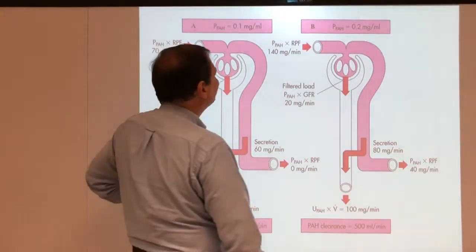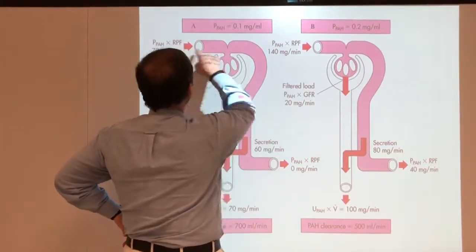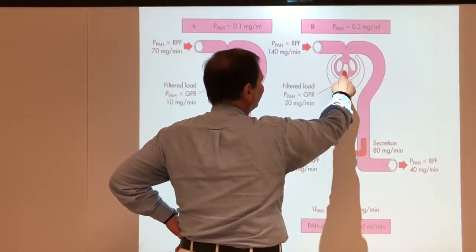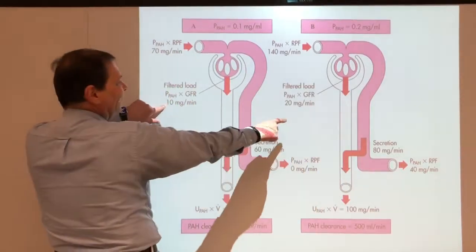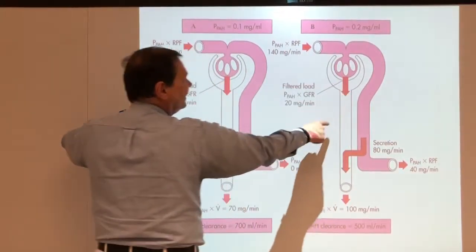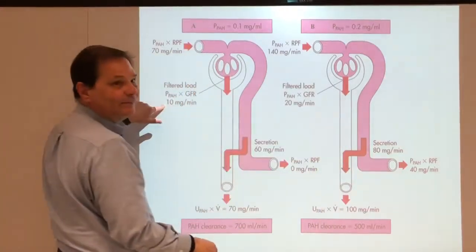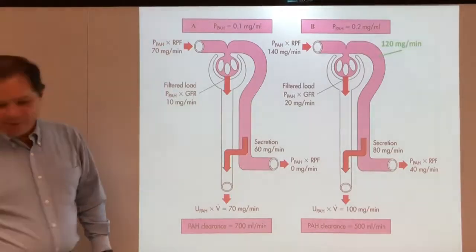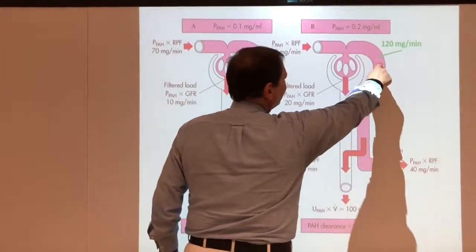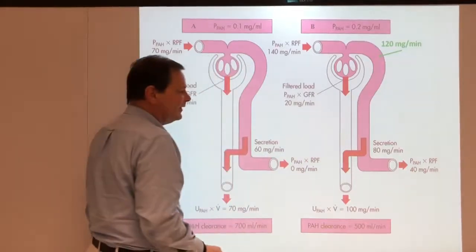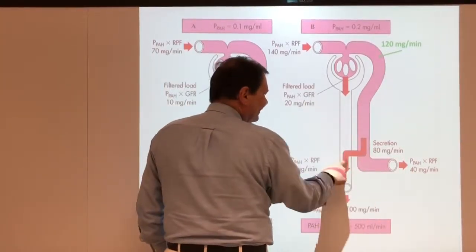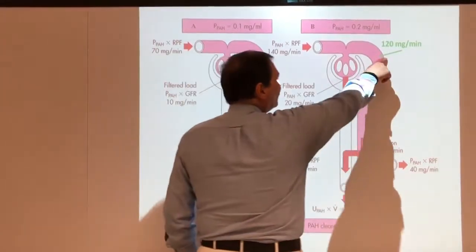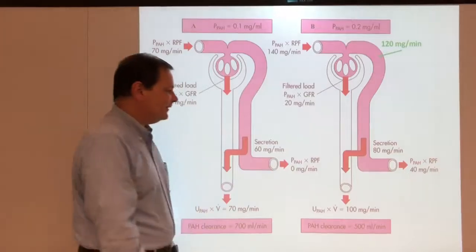Now just for grins, let's see what happens if I double the concentration of PAH. Now I have 140 milligrams per minute entering the glomerulus. I'm filtering 20 instead of 10 because I doubled the concentration entering. Therefore, I'm doubling the amount that I'm filtering, okay? And I have 120 milligrams per minute exiting the efferent arteriole. And now that enters my peritubular capillaries. And I have secretion that takes place. And in this case, my secretion is 80 milligrams per minute, not the entire 120, and I end up with 40 milligrams per minute left over.